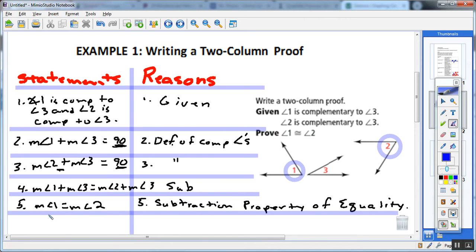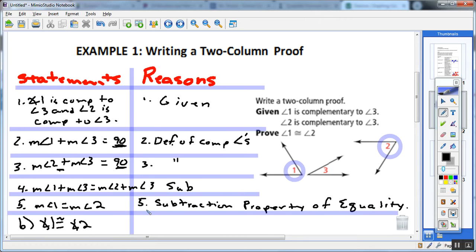I've shown that the measure of angle 1 is equal to the measure of angle 2. The measures are the same, so what must be true about them? We were actually trying to show that they are congruent. So in step number 6, if the measure of angle 1 equals the measure of angle 2, that means that angle 1 is congruent to angle number what?